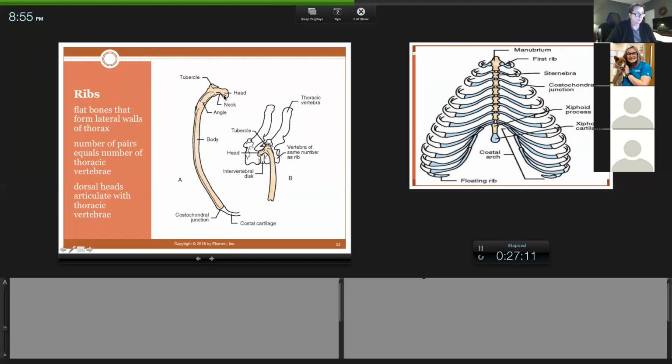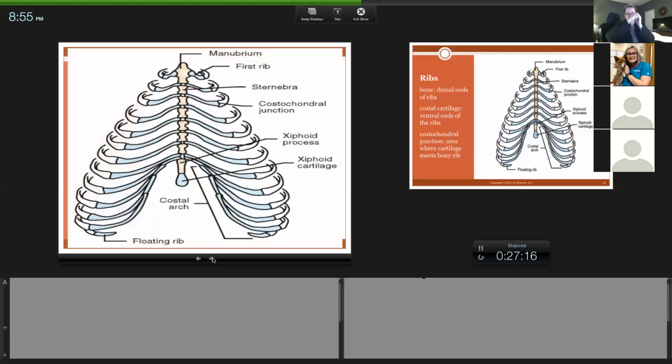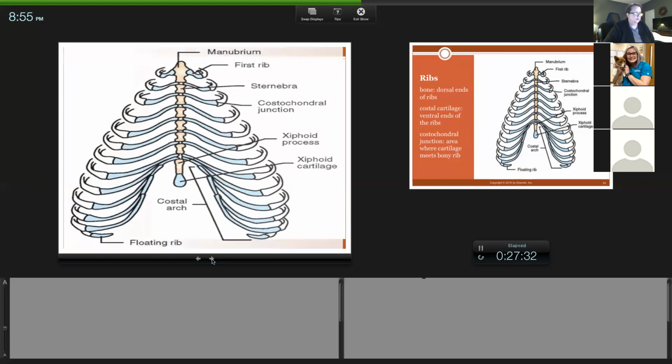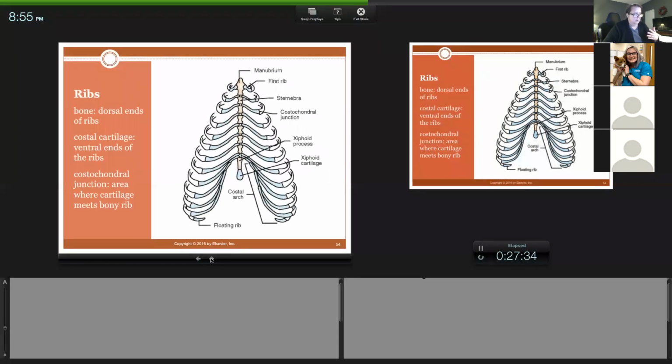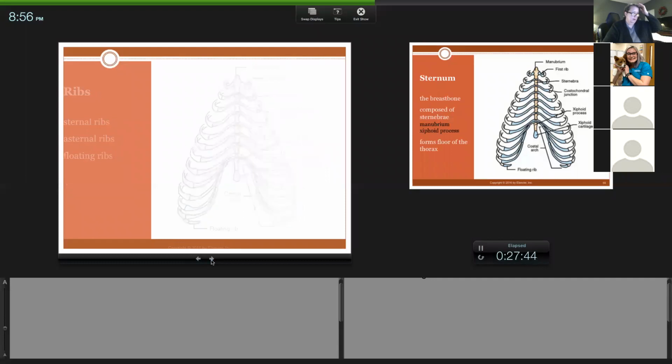It has a little tubercle and a head. It articulates, inhale, exhale. If you imagine this is the thoracic vertebra, remember it has a costochondral junction. If it was all bone, your thorax wouldn't expand and contract. The floating rib is that last rib. It doesn't have a connection to the sternum, and so that is called the floating rib.